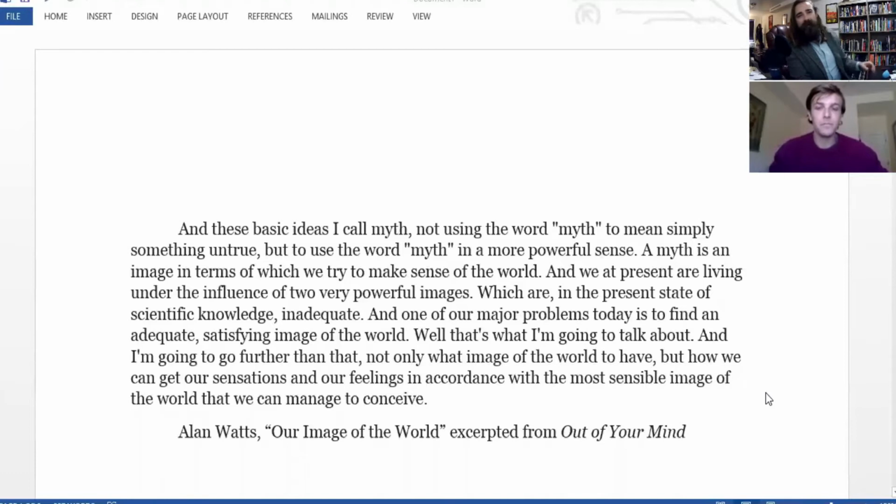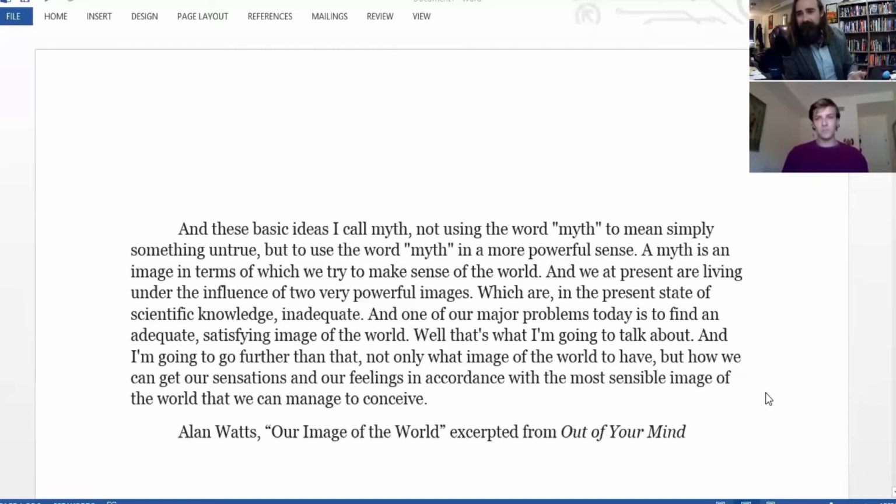All right. So we can kind of glimpse the general structure here. We have this setup: these basic ideas I call myth, but not using the word myth to simply mean untrue, but to use myth in a more powerful sense.